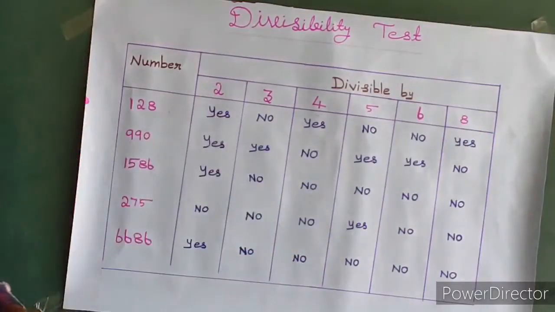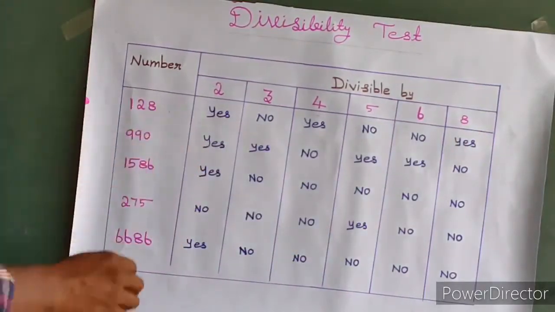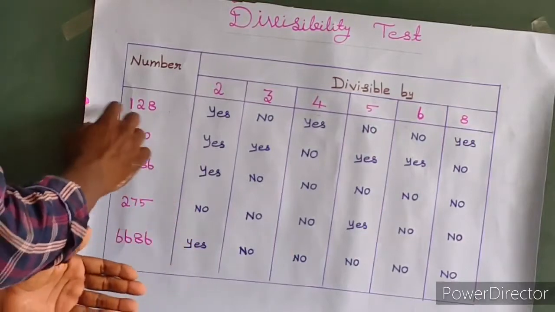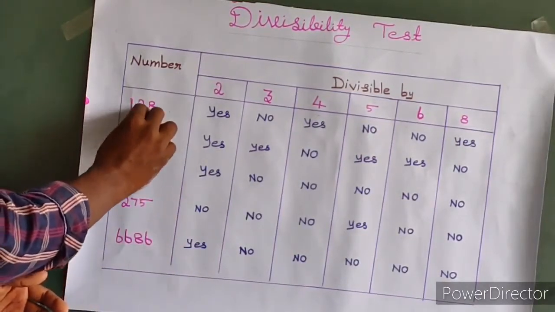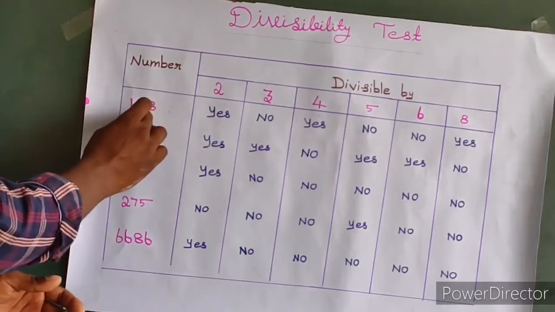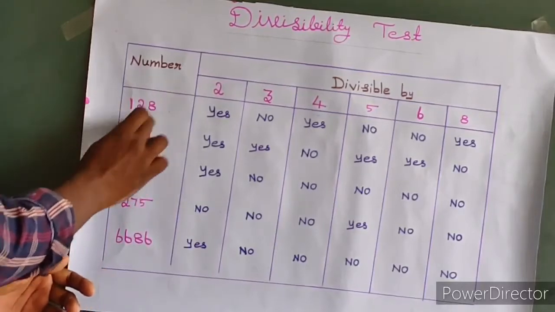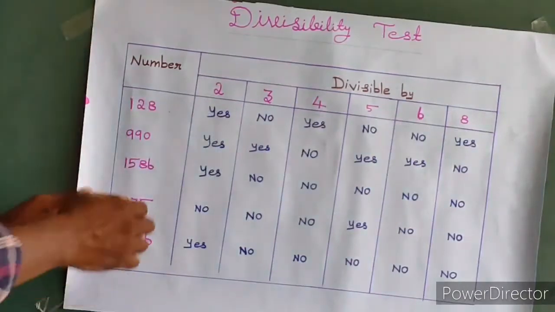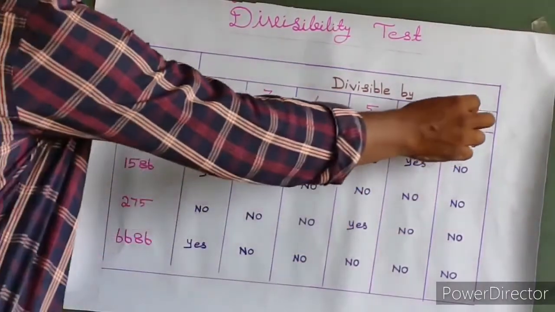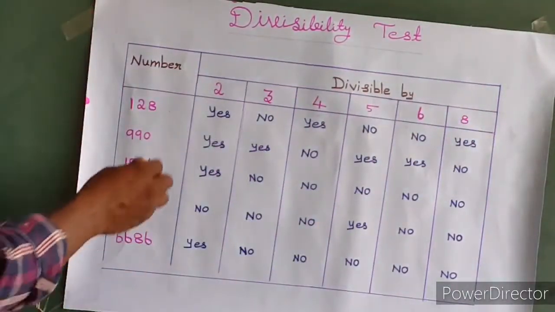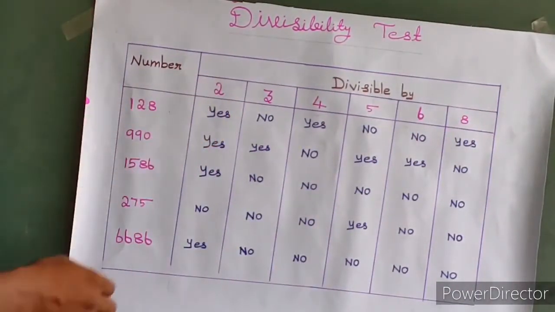What is the condition for 8? Consider the last 3 digits. This is a 3 digit number only, 128. 8 times 1 is 8, remaining value 48, and 8 times 6 is 48. So this number is divisible by 8. If the last 3 digits are divisible by 8, the whole number is divisible by 8. So you can write yes. So next, what is that? 990.